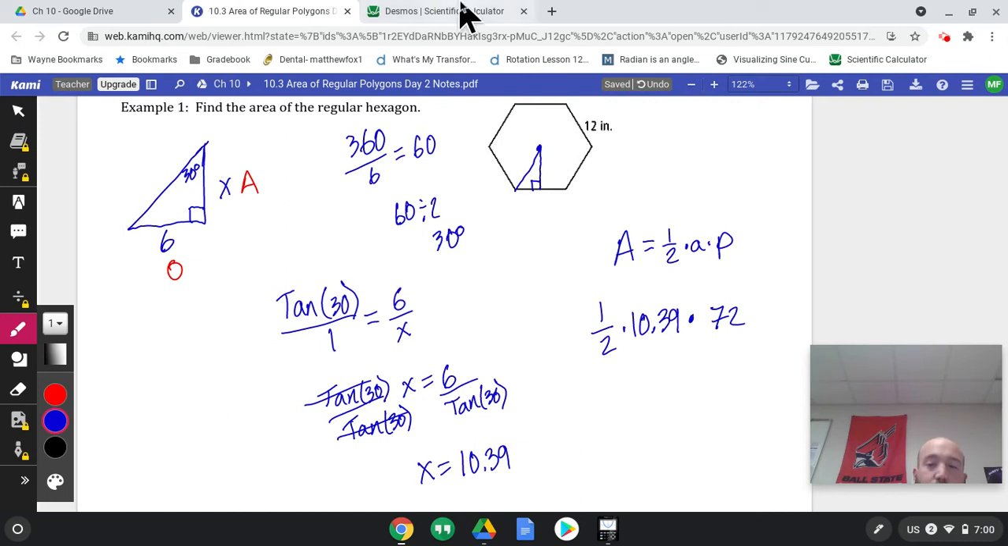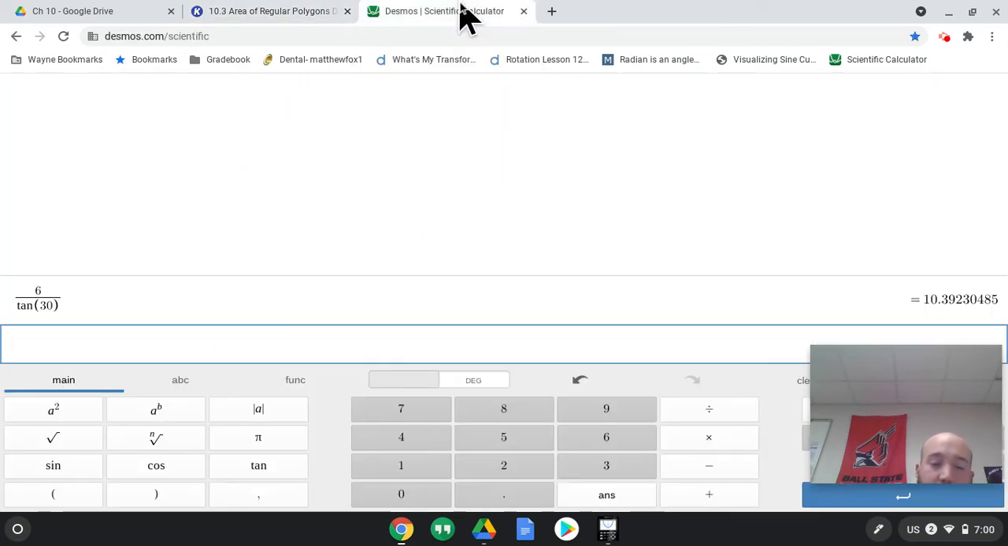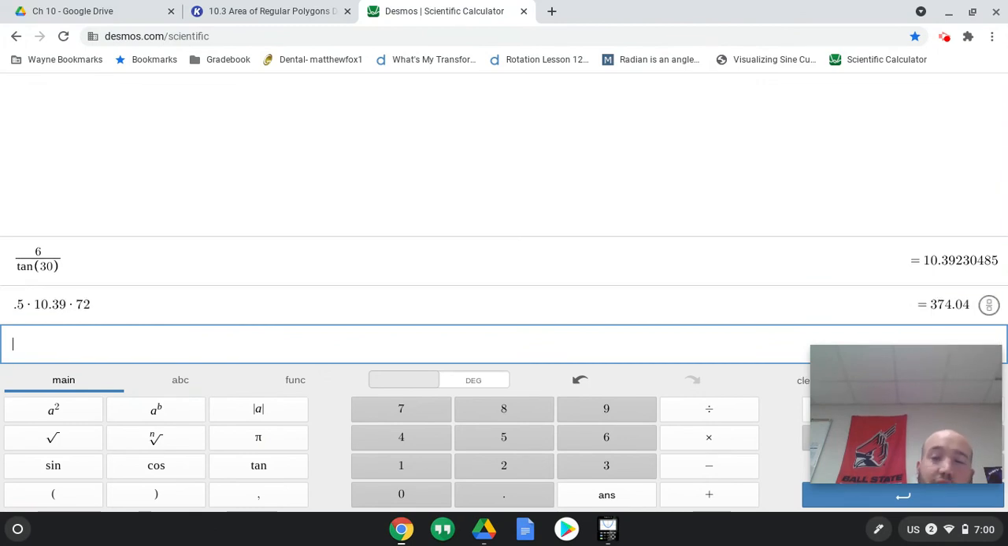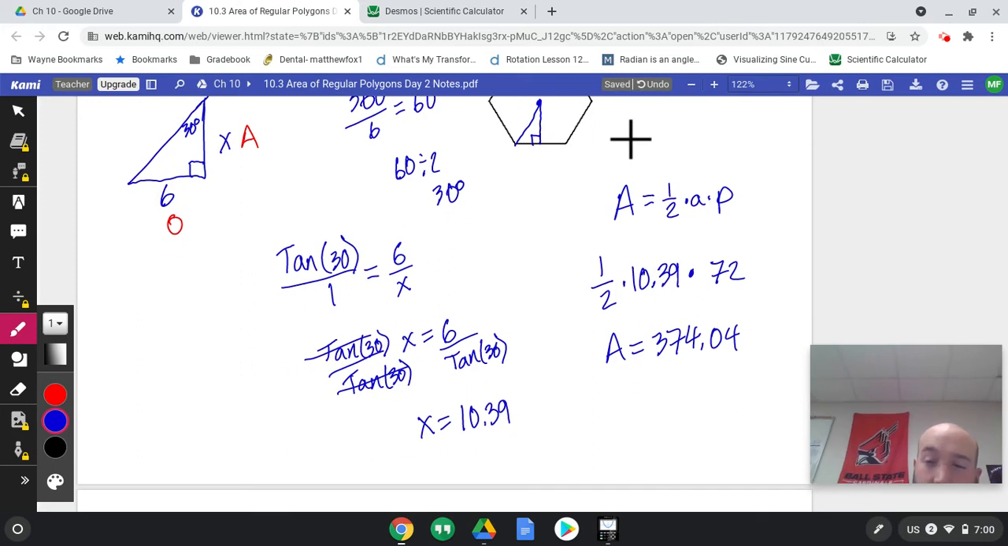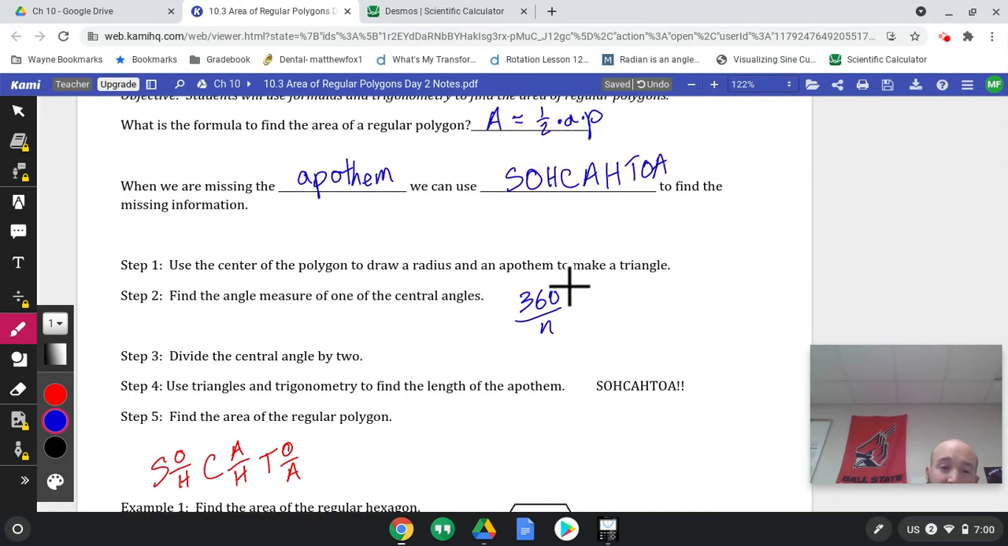So 1/2 or 0.5 times 10.39 times 72. We hit enter, and as you can see, 374.04. Once again, let's round to 2 decimal places. However, this one only goes to 2, so we are good. 374.04. Notice up here it was inches, so our answer technically should be inches squared. We want to be as precise as possible with our labels. All right. So 5 steps to go through.